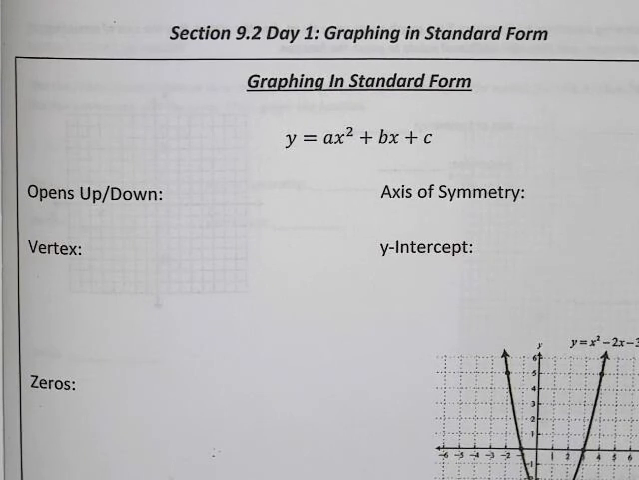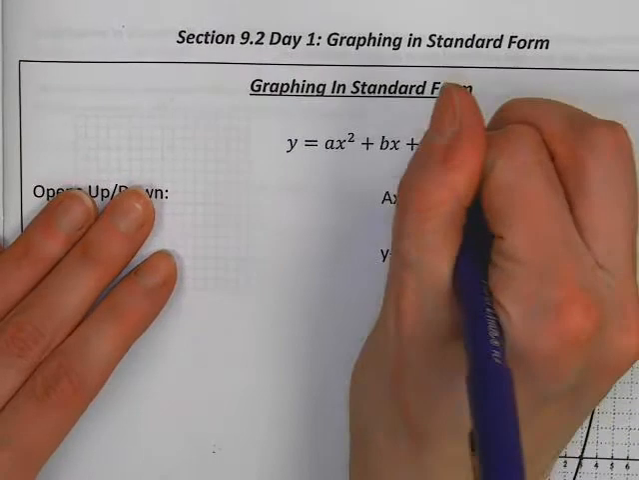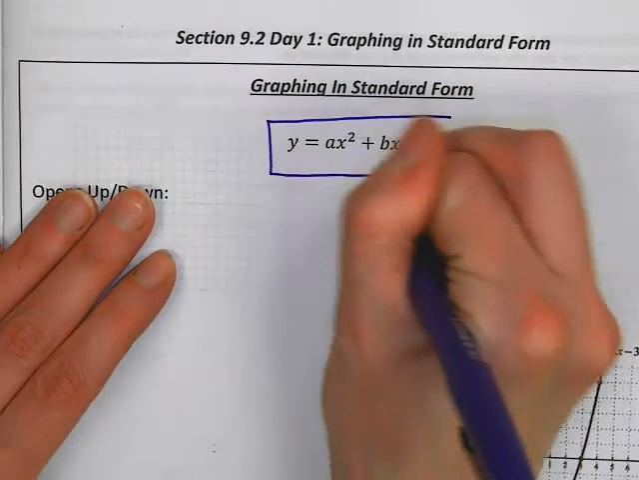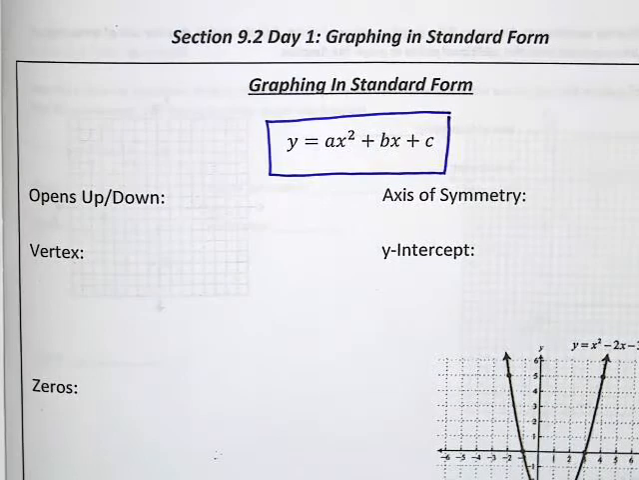So we already did parabolas in vertex form. Today we're going to do parabolas in standard form. And here is the model: y equals ax squared plus bx plus c.